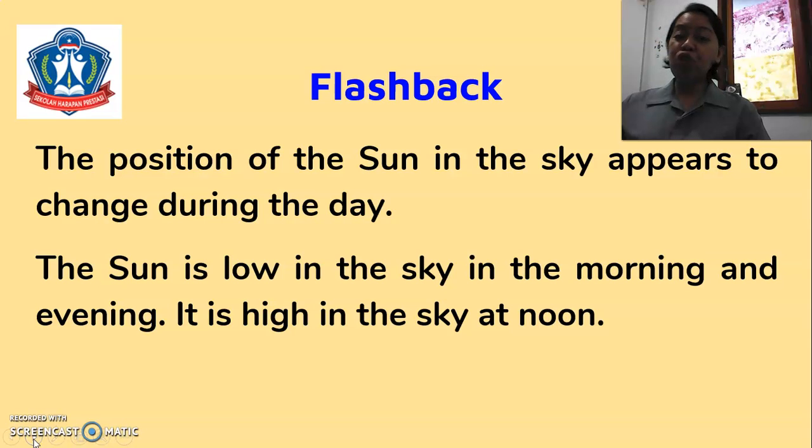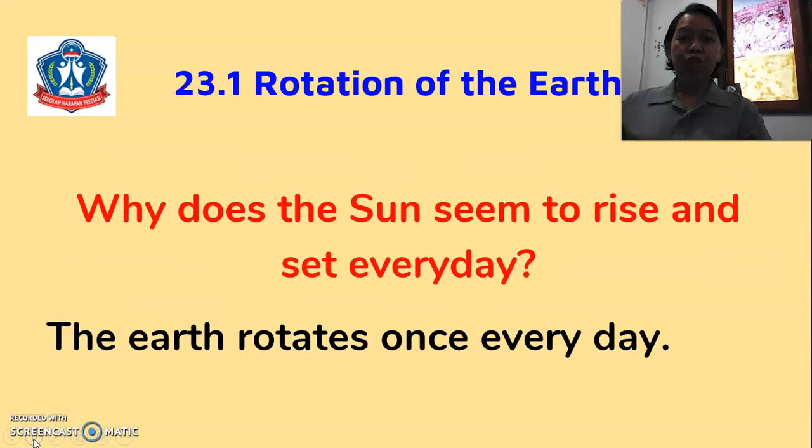Flashback. The position of the sun in the sky appears to change during the day. The sun is low in the sky in the morning and evening. It is high in the sky at noon. Rotation of the Earth. Why does the sun seem to rise and set every day? Because the Earth rotates once every day.